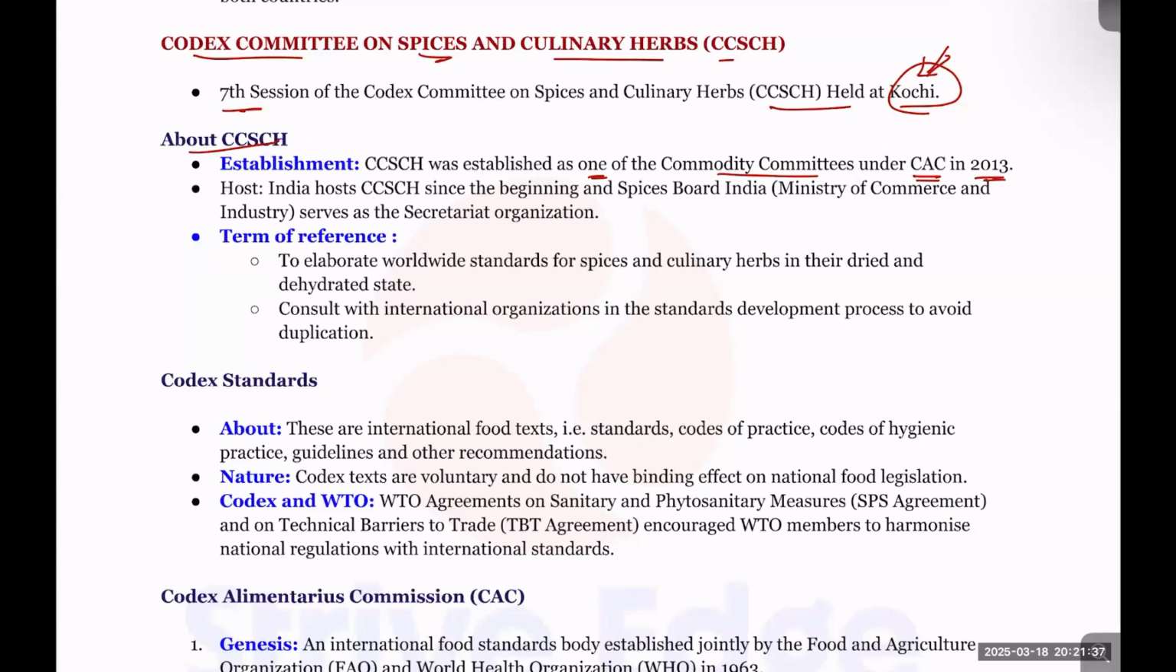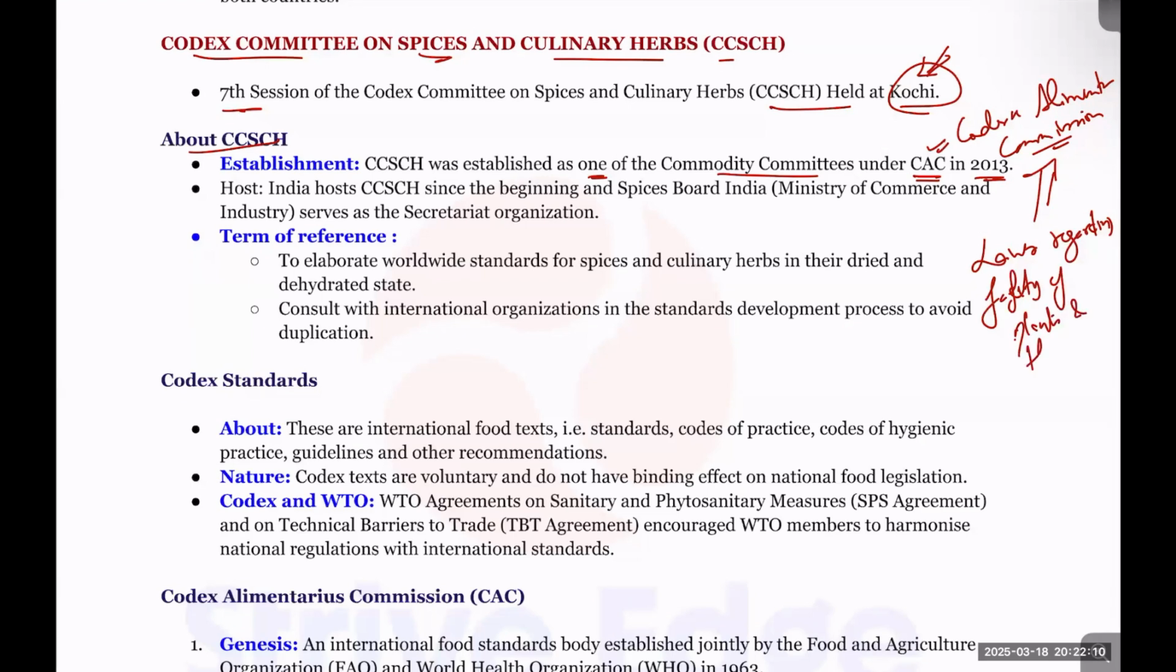CAC is the Codex Alimentarius Commission. This is a commission which talks about the laws regarding the safety of plants and their products, and this body will be consulted upon. This is an international body, the Codex Alimentarius Commission.